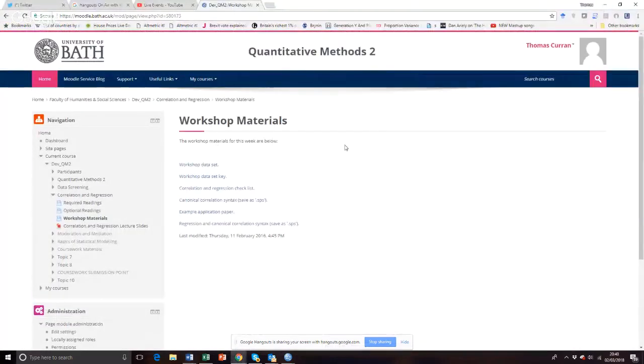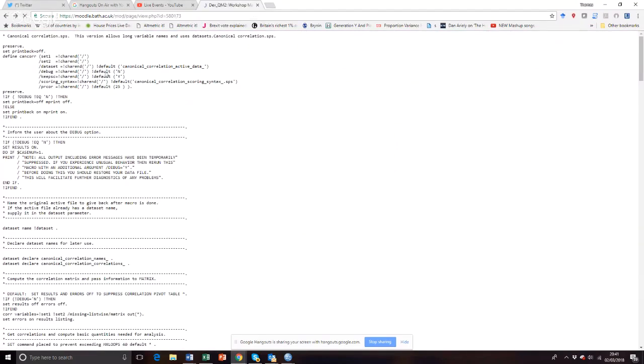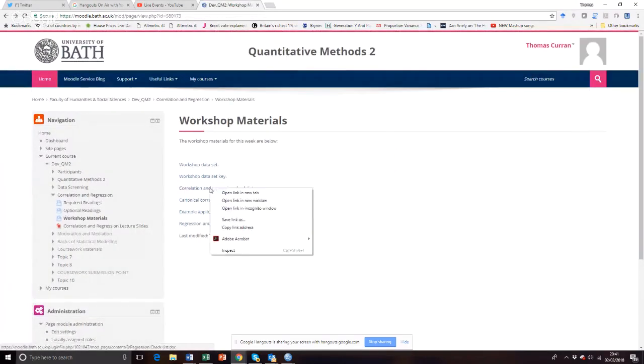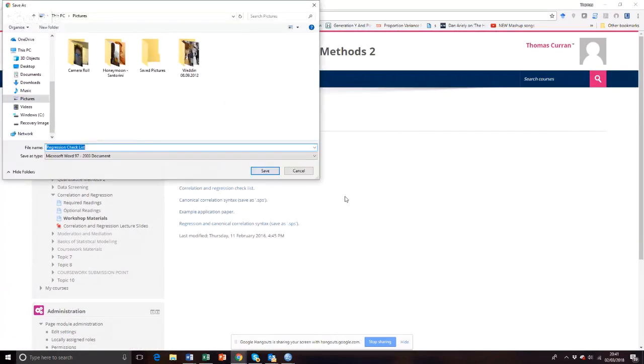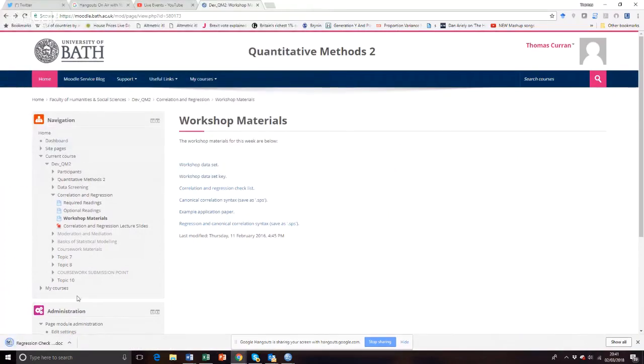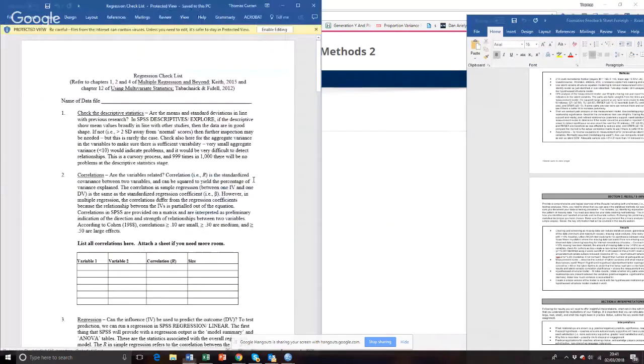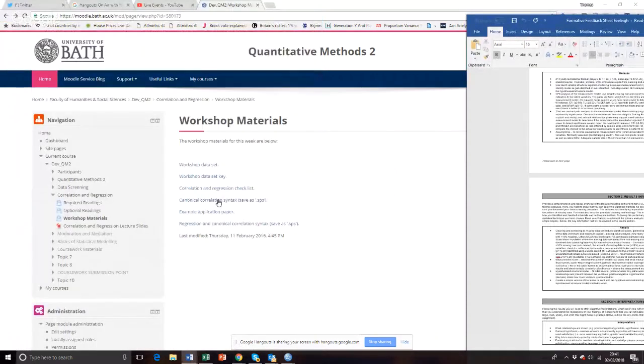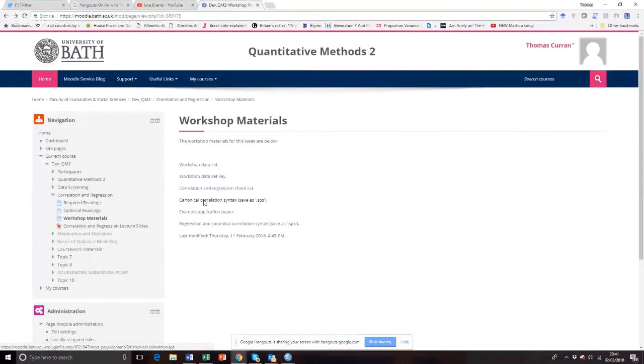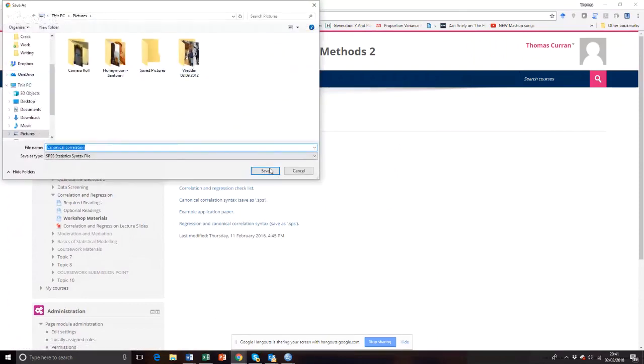So let's move on to canonical correlation. What I'm going to get you guys to do here is right click on canonical correlation and save it somewhere. Doesn't matter where you save it, it's entirely up to you. But I'm just going to open it up. Oh no, sorry, that wasn't the right one. Canonical correlation syntax. Save link as.